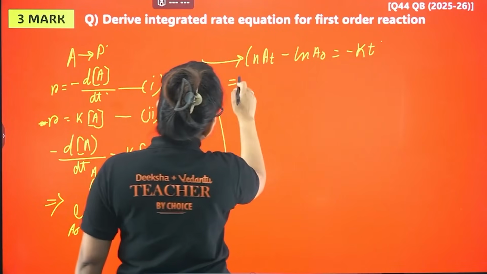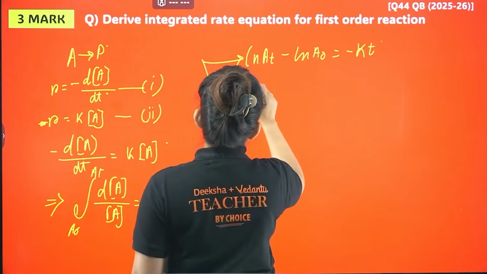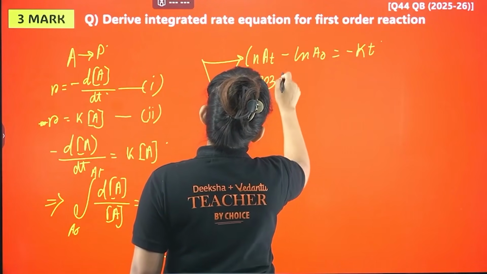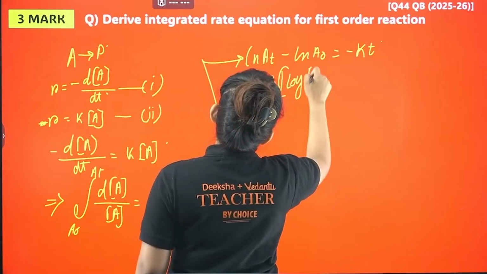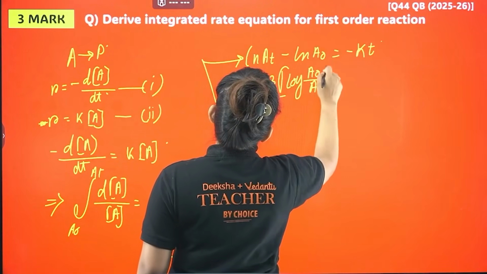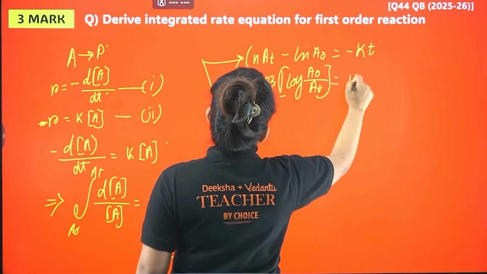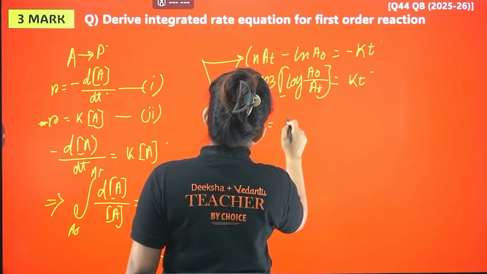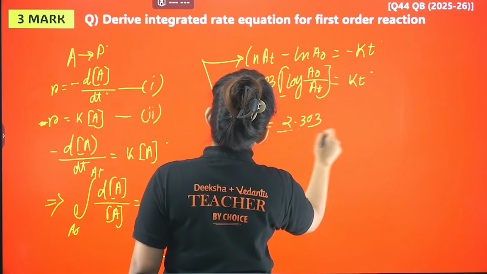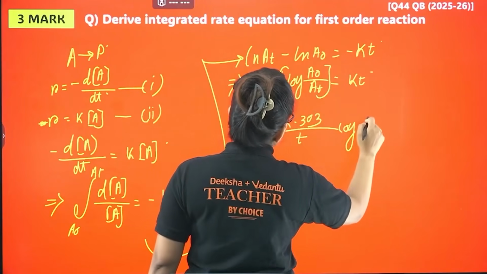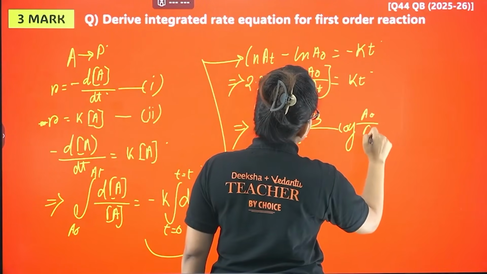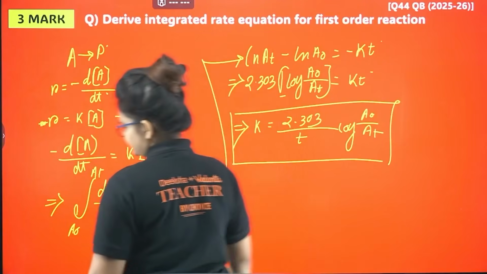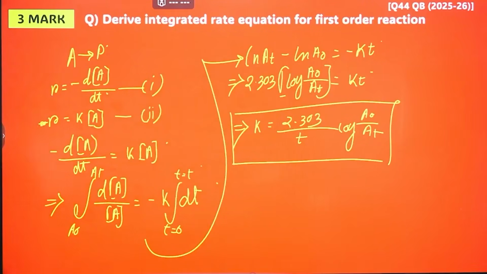If I just alter the sign and convert into log, it will be 2.303 into log a naught by at is equals to kt. So from here I can come up with k equals 2.303 divided by t, log of a naught by at. This is the equation. Okay, I guess this is clear to you.